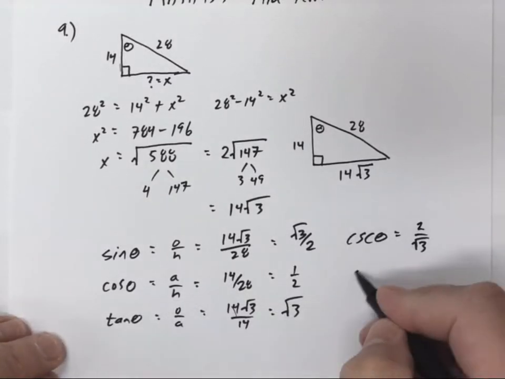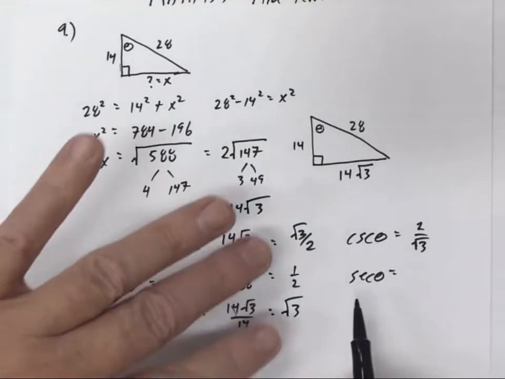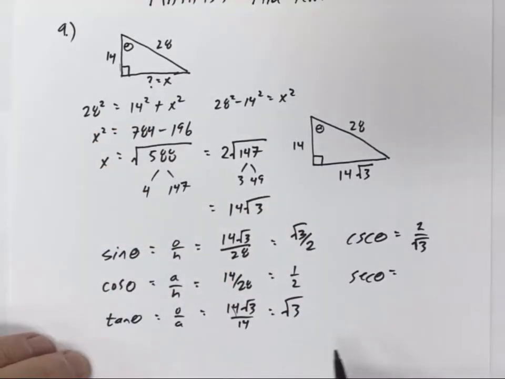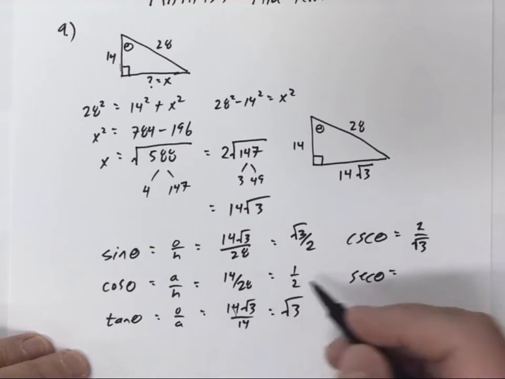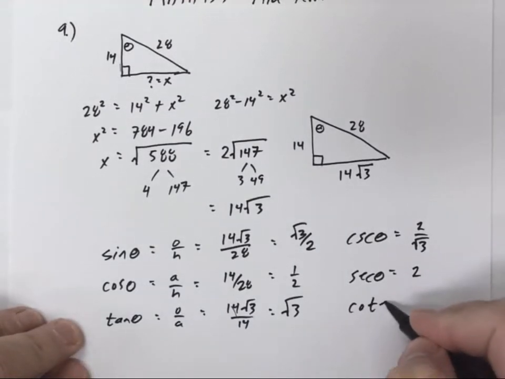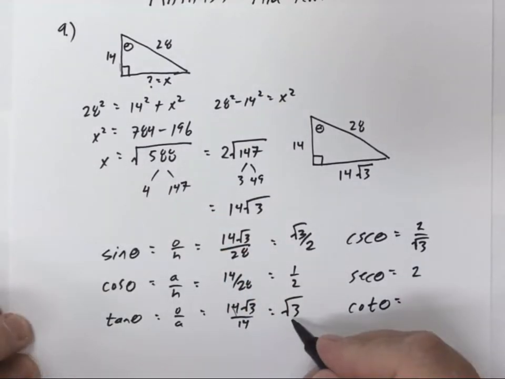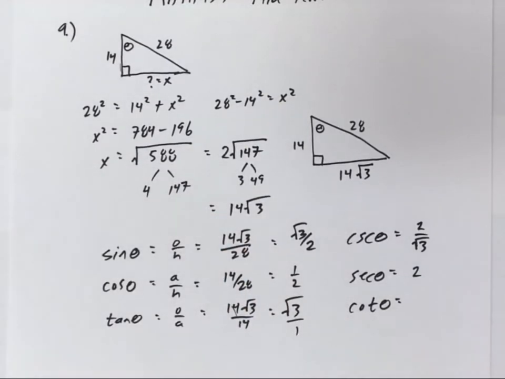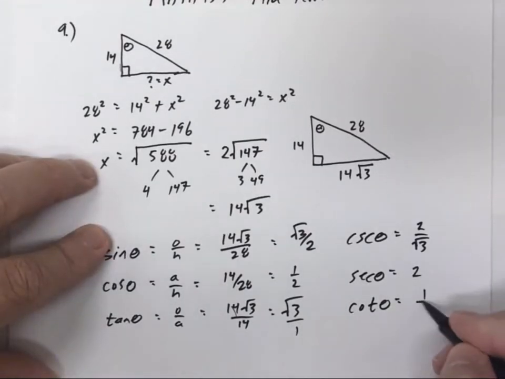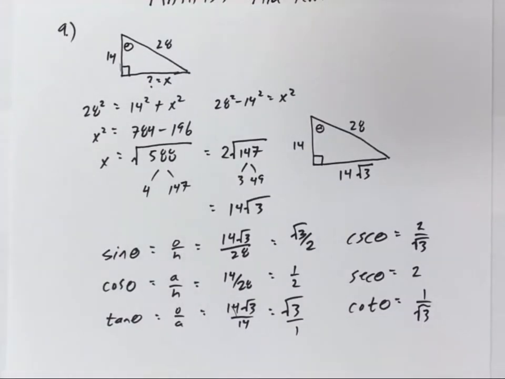Now cosine gets paired up with secant. Once you know the cosine, if you just take the reciprocal, then you get the secant. So if you flip 1/2, it becomes 2 over 1, or just 2. And then the cotangent is the reciprocal of the tangent. So if you need to, we turn tangent into a fraction, square root of 3 over 1. If we flip it, we'd have 1 over square root of 3.